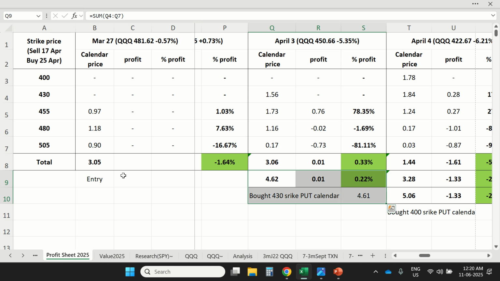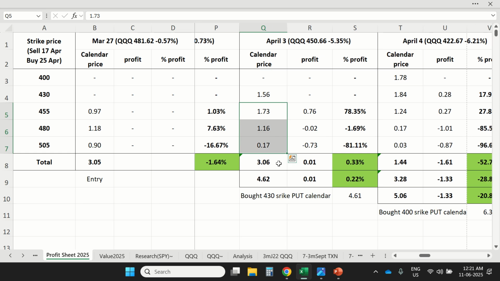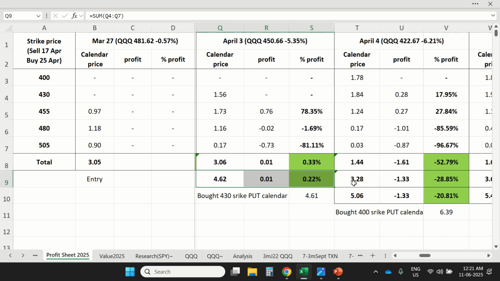My new entry point will now be 461, which is 305 plus 156. I can show you in the graph, in the formula: 305 plus 156, my new calendar, and this is my original entry. So add them together, this is my total cost, which is 461. And at the closing, the calendar price was 462, so I was in a profit of 0.22%. For documentation purposes, I will keep this row also, which is just the triple calendar, not all four of them together. But this was now my new trade.